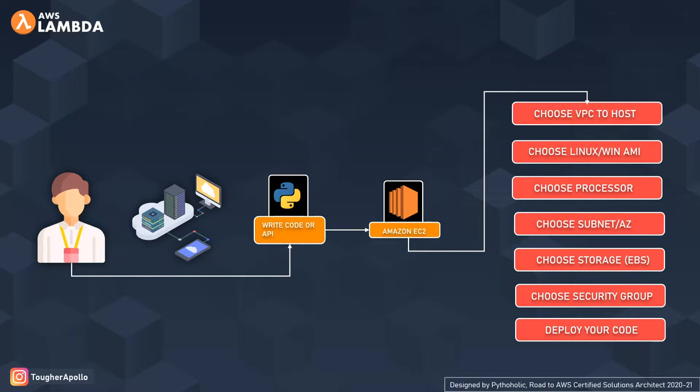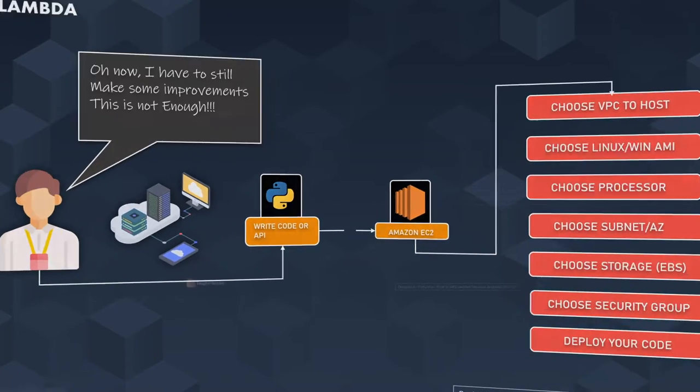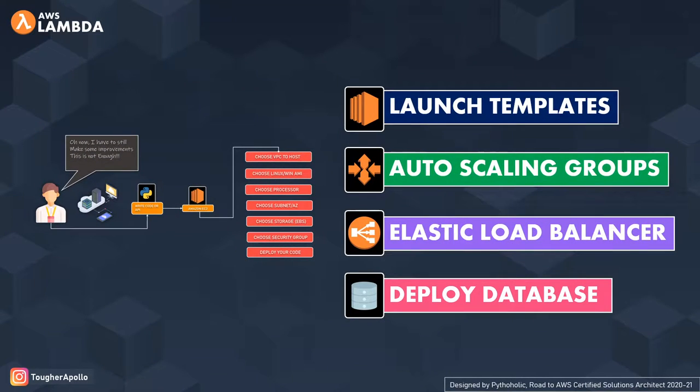Then you took a pause and you realized that you still have a lot to do. So you went ahead and created the launch templates. You then created the auto scaling groups. Then for the load balancers, you created the ALB. And then for the storage, you created the deployment for the database. And finally, you succeeded in creating the deployment.